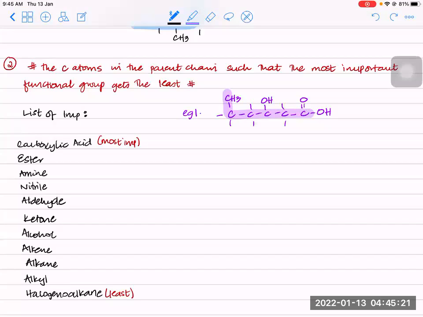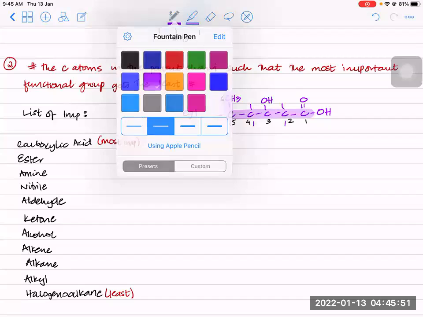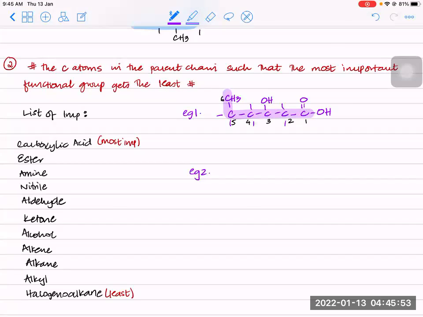Now you number your carbon atoms such that the most important, which is the most important functional group between carboxylic acid and alcohol? Which one is the most important? Carboxylic acid. So it should get the least number, therefore you will number from this side. Clear? An acid will be on carbon 1 and alcohol will be on carbon number 3. Clear? Let's see another example.